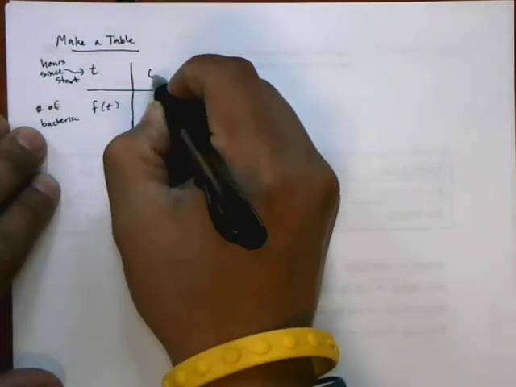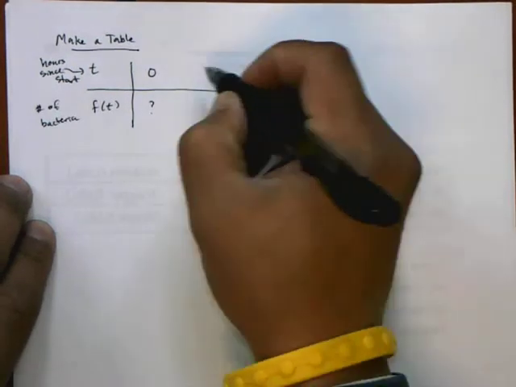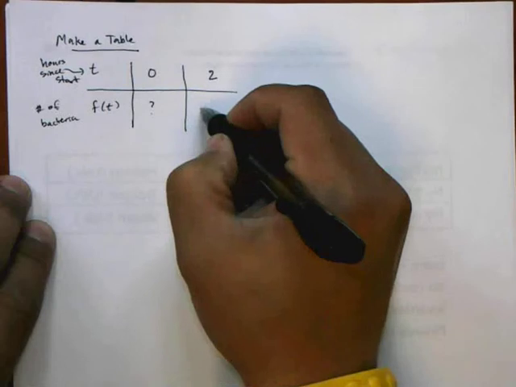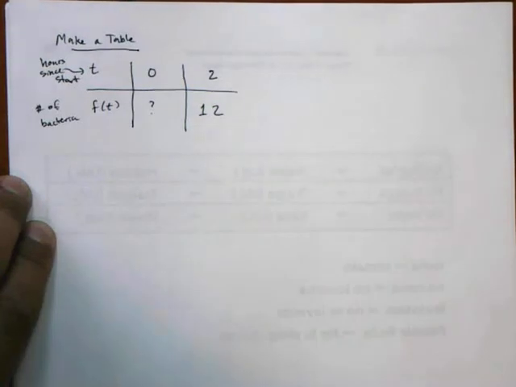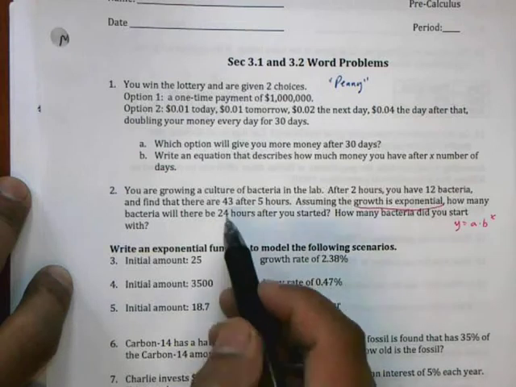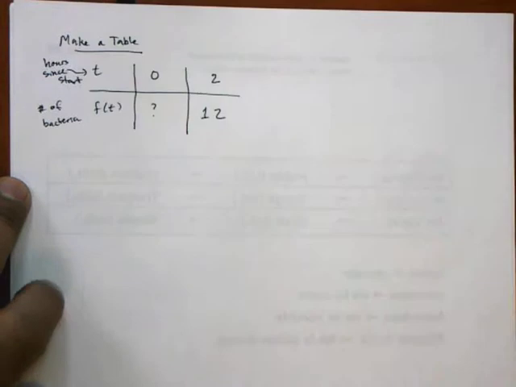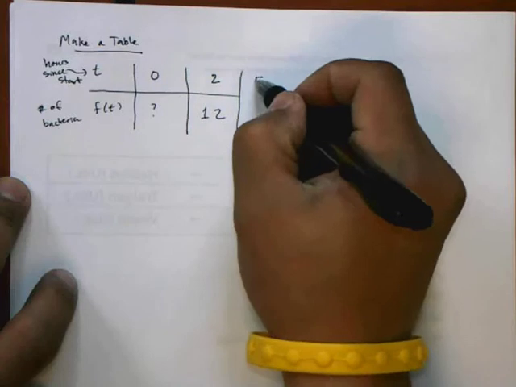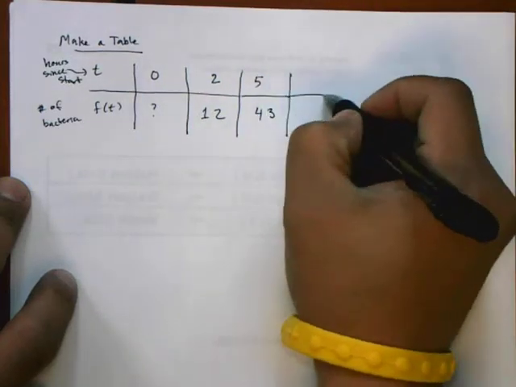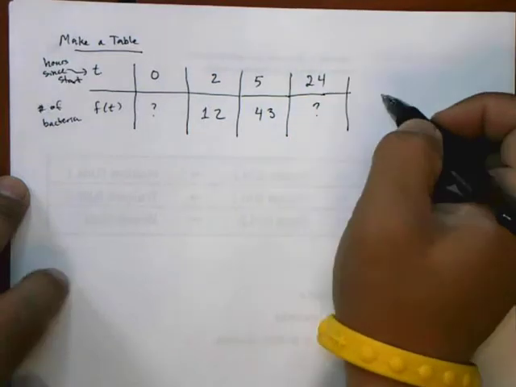So when I start out, t is equal to 0, and I don't really know how many bacteria are there. After 2 hours, it says I have 12 bacteria. After 5 hours, we have 43. And then we want to know what happens after 24 hours. How many bacteria will you have then?